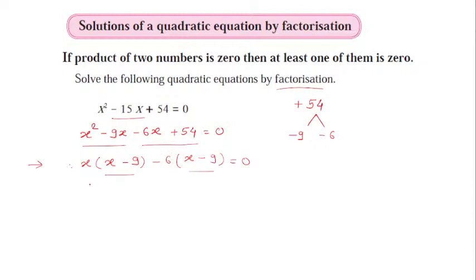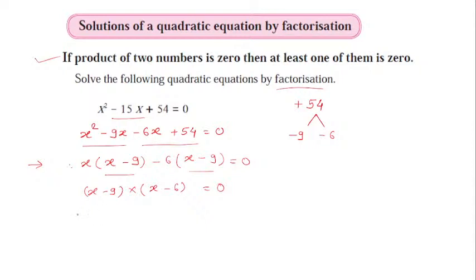So now again from these two, x minus 9 is taken common, and into another bracket we have x minus 6, and that is equal to 0. Now the product of these two is 0, that means any one of them must be 0, as we have to apply this one. If product of two numbers is 0, then at least one of them must be 0.